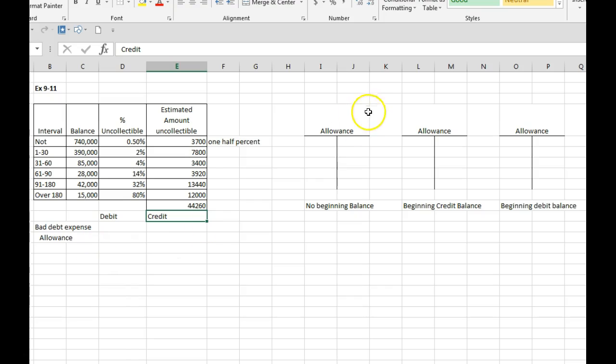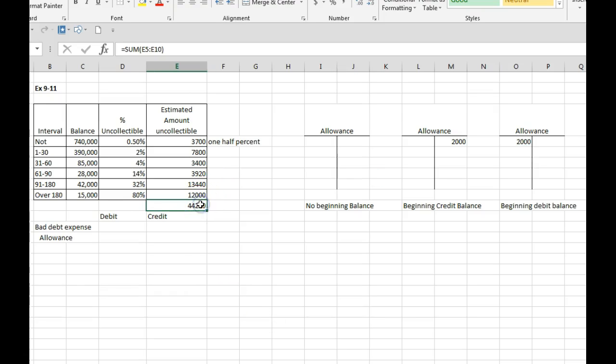So now we have three scenarios. One scenario is the allowance account has no beginning balance. The second scenario is there's a beginning credit balance of $2,000. And the third one is there's a beginning debit balance of $2,000. Now, you don't have any of this from this point forward on your activity. So just bear with me. I want you to understand how that allowance account works.